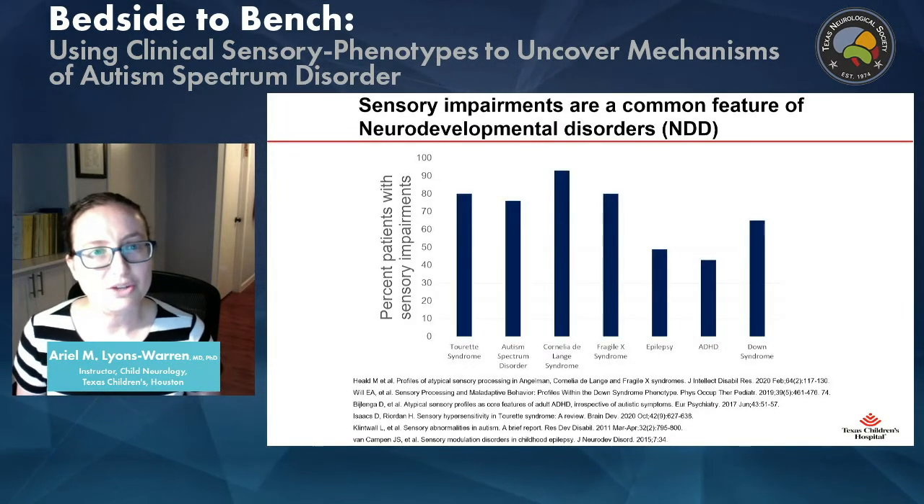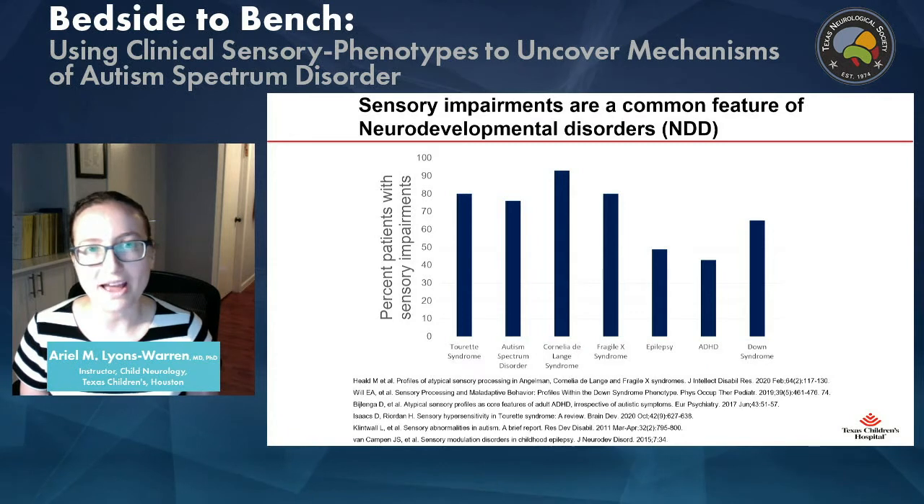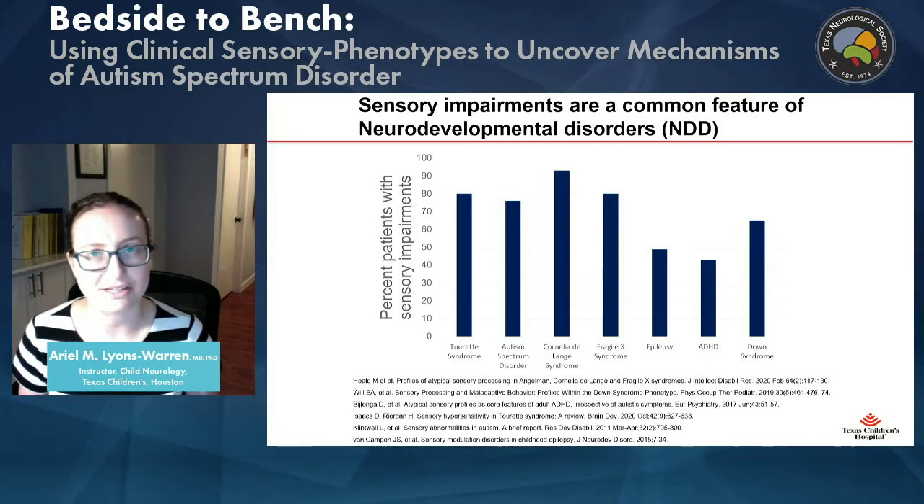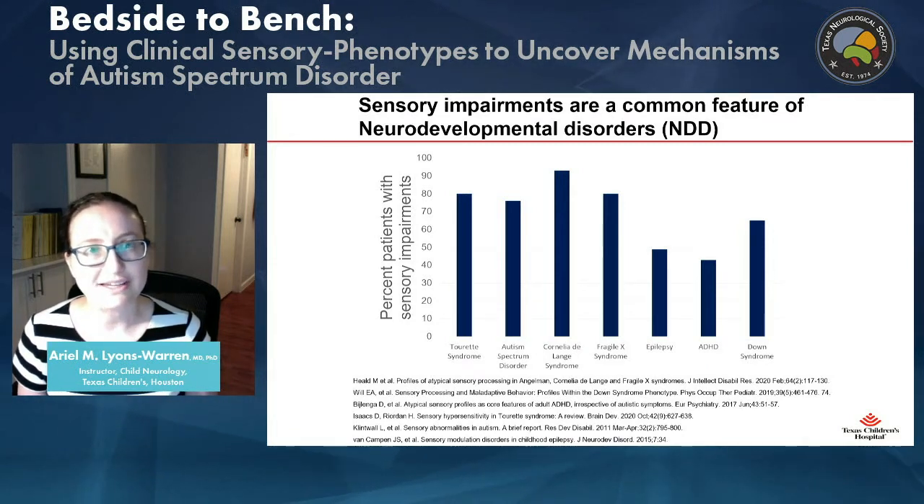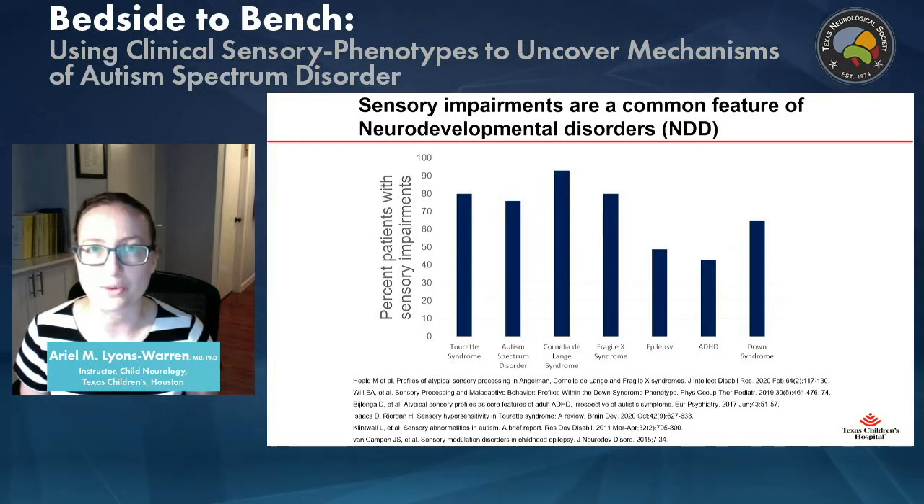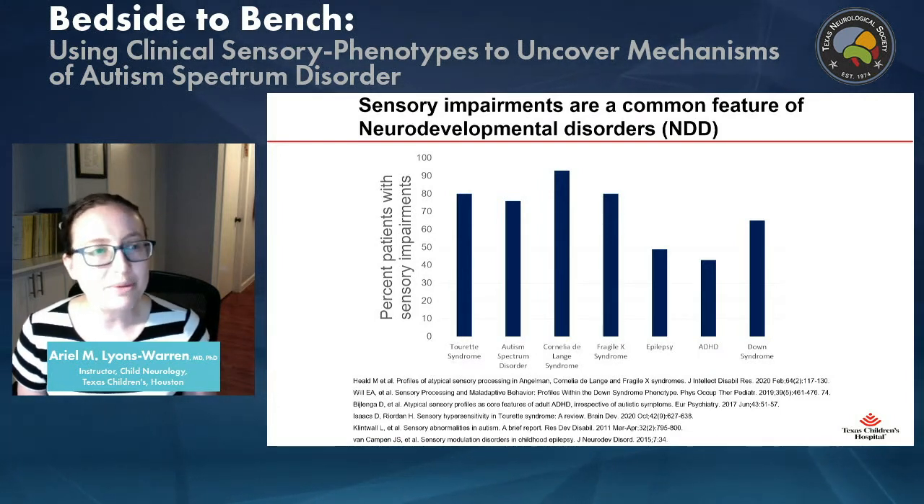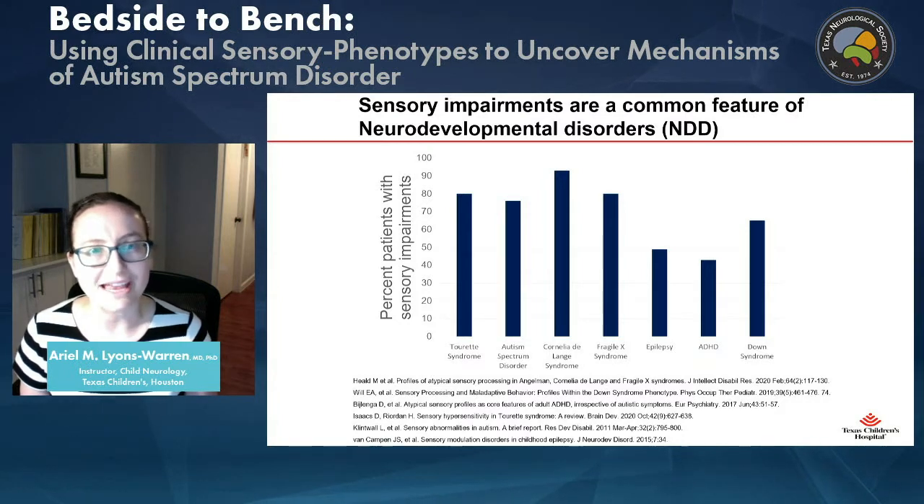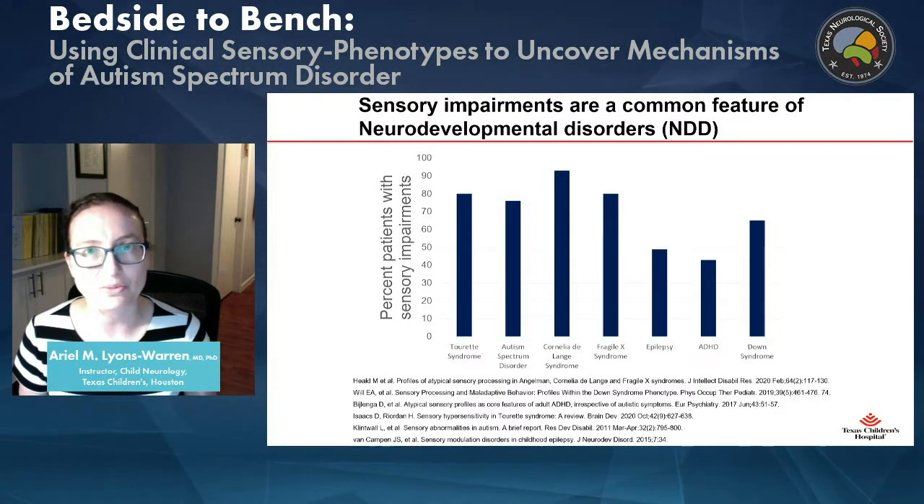The first thing I want to do is give you some context for why I am so passionate about sensory disorders. The first reason is that they are a common feature of almost every neurodevelopmental disorder that we see in our clinics. So you're probably not surprised to hear that around 80% of children with autism spectrum disorder exhibit sensory impairment, as shown in the second bar in this graph.